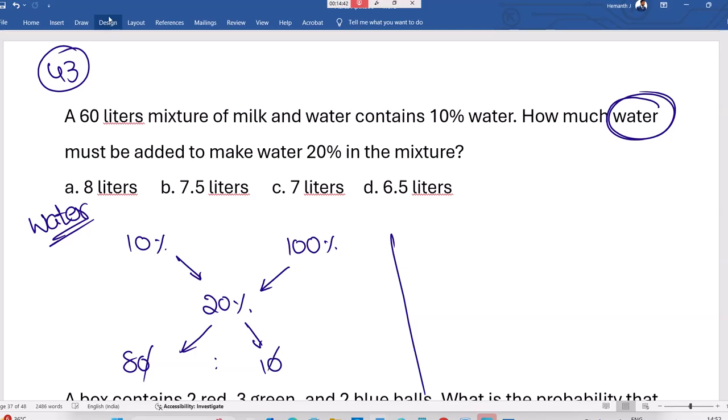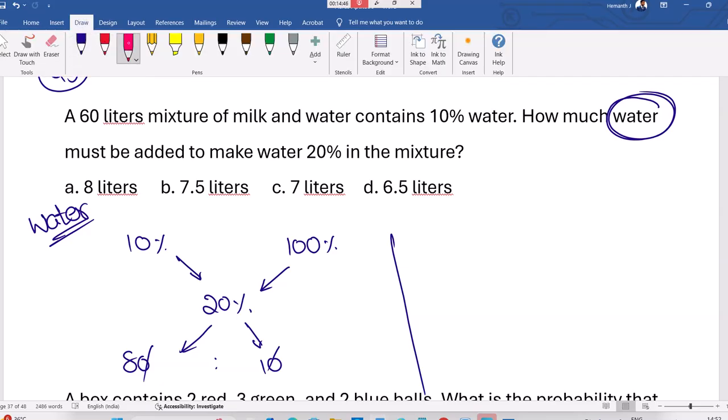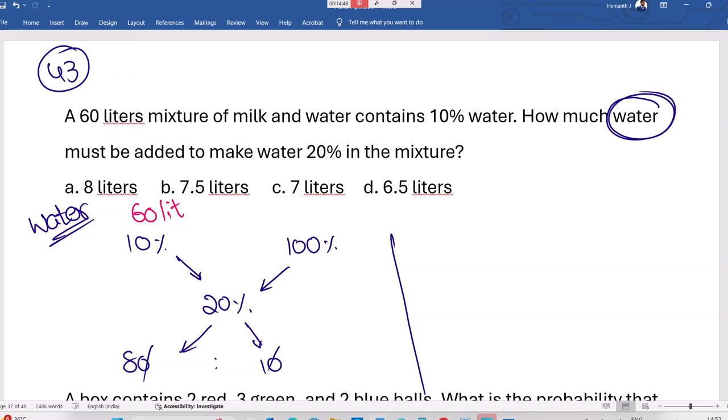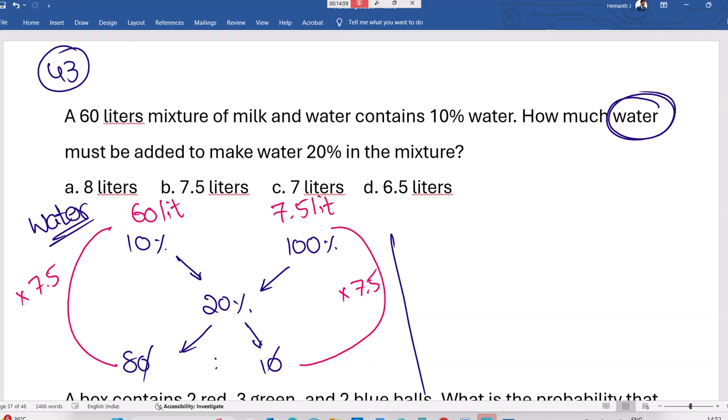Now listen, this 8 represents 60 liters. Initially, how much quantity? 60 liters. 8 related to 60 means multiply with 7.5. Then 1 related to 7.5. So you added 7.5 liters of water. This is one method, many people do not understand this.